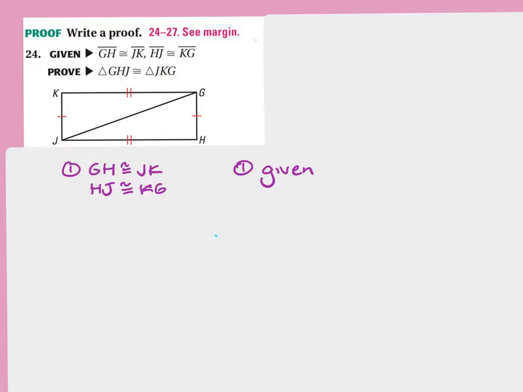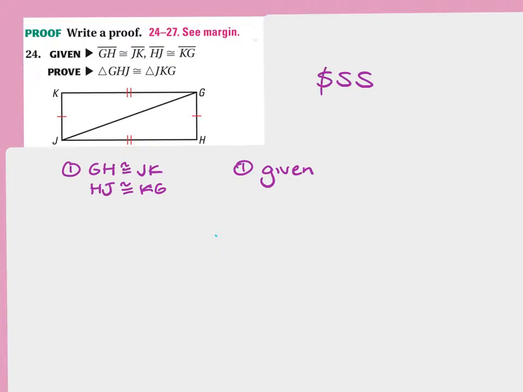All right, so number 24 says you're given GH is equal to JK, HJ is equal to KG, and you're trying to prove that those two triangles are congruent. So the first part's given, okay? And if you think, again, right now, all we have is side, side, side to prove these are congruent. What kinds of information am I given in the given?